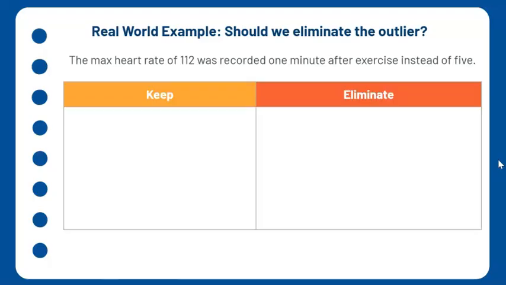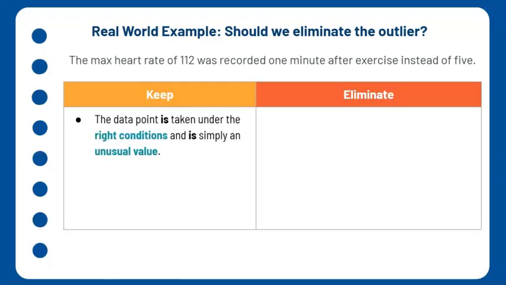We keep outliers in two situations. The first situation in which we keep an outlier is when the data point is taken under the right conditions and is simply an unusual value. The second situation in which we keep an outlier is when the situation cannot be revisited to determine the source of the value. We cannot tell whether there was an error in the data collection or the data entry process, so we need to keep it.